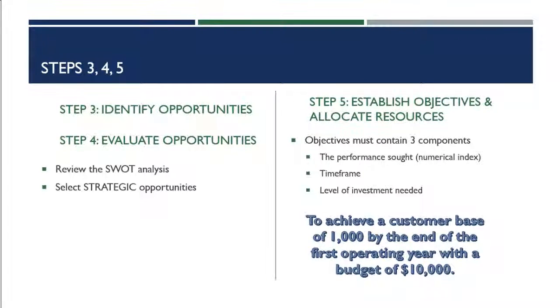So an example of an excellent objective would be to achieve a customer base of 1,000 by the end of our first operating year with a budget of $10,000. Now this focuses on a performance that isn't necessarily profit, but how many different customers we want to shop with us. And we're going to spend $10,000 to get those 1,000 customers. Your book walks through a few other examples of objectives that retailers can state in their strategic plans.